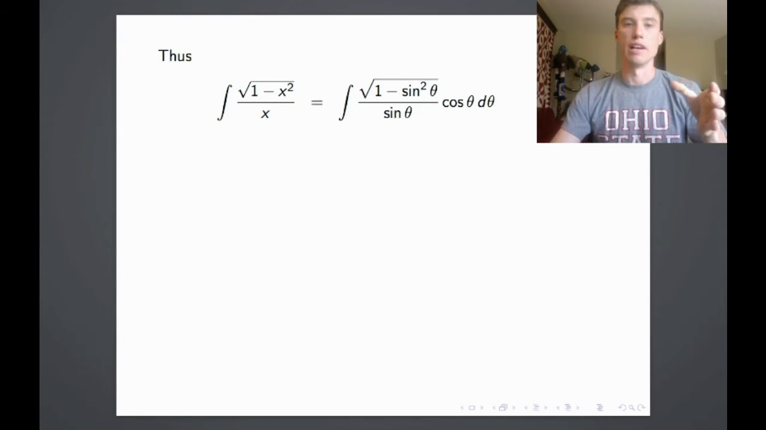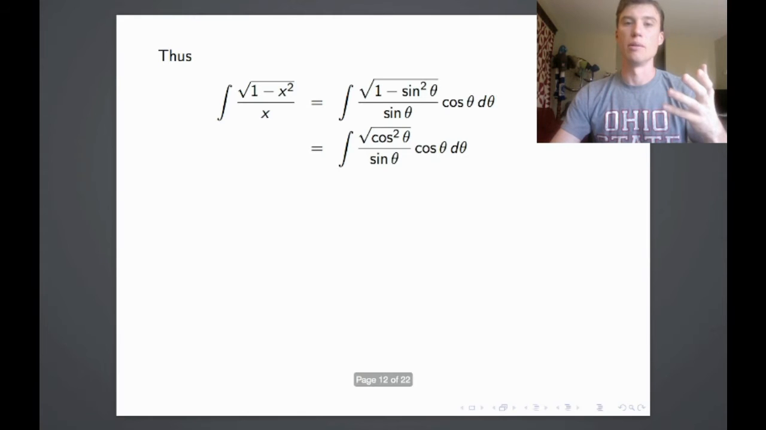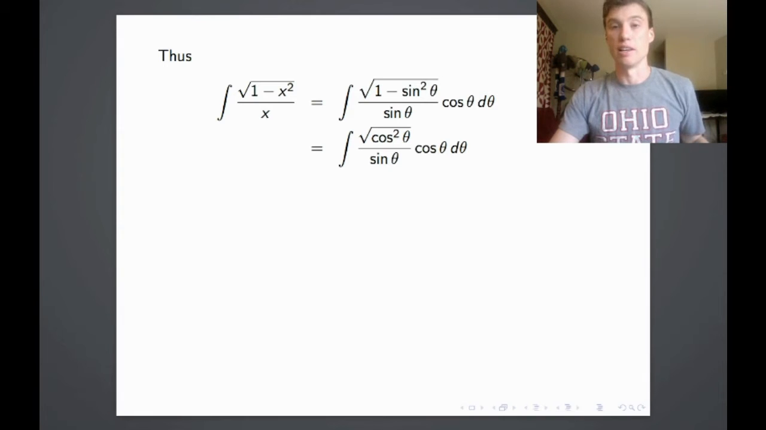Thus, our integral is equal to the integral of the square root of 1 minus sine squared theta divided by sine theta, times cosine theta d theta. We apply the identity 1 minus sine squared theta is equal to cosine squared theta, and we arrive at the integral of the square root of cosine squared theta divided by sine theta, times cosine theta d theta.